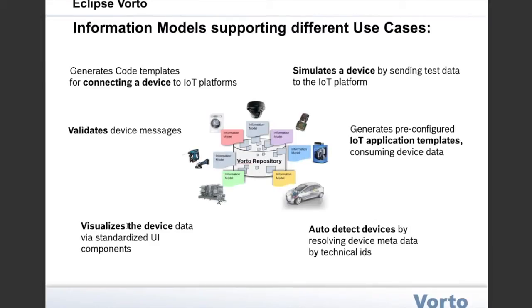On the other hand, you can use Vorto models to visualize the device data in a standardized way. Location, for example, can be standardized to be rendered in a map, in a Google map or so, or accelerometer data could be represented in a bar chart. Last but not least, you can use models to validate device messages. You want to make sure that the data that you send to the device is actually valid. So you can use the information model to validate that.